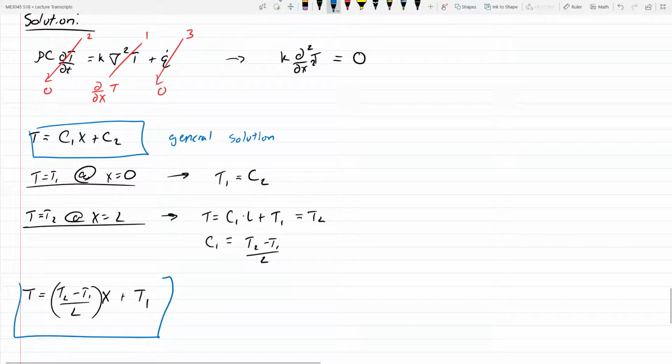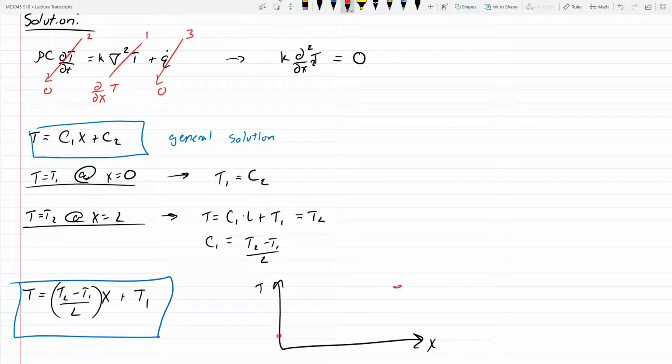So the only thing important to note about this is that if you have x and you have temperature, whatever your T1 and T2 are, this describes a linear gradient between them. Okay, so in the previous examples for steady conduction, where we assumed a linear temperature distribution, that's theoretically consistent. All right? If you don't have time derivatives and you don't have heat generation, the temperature is always going to strike a linear distribution as the equilibrium.